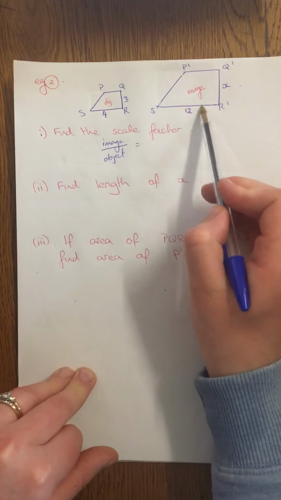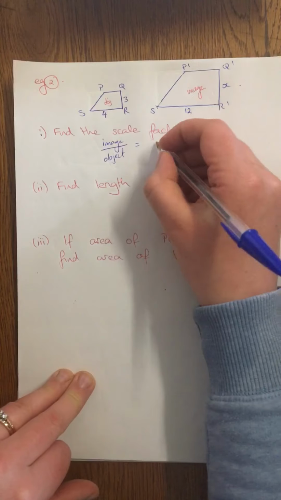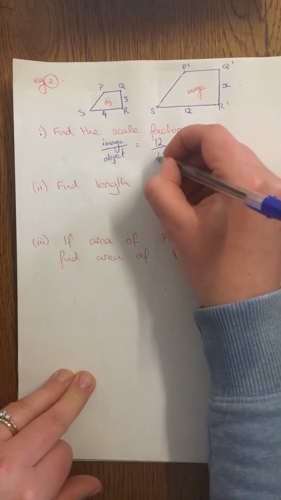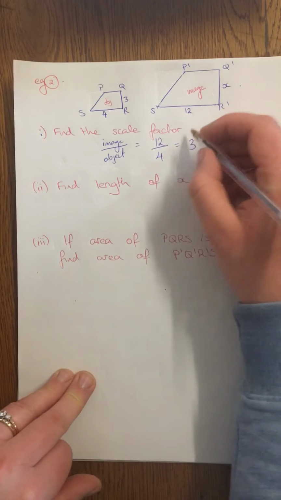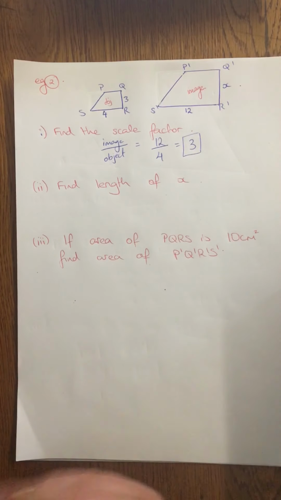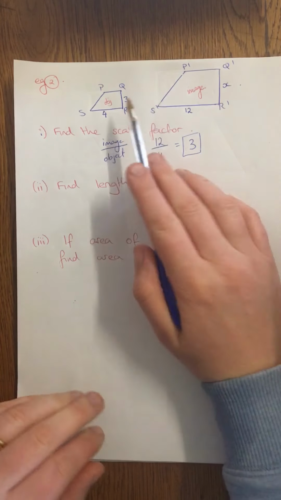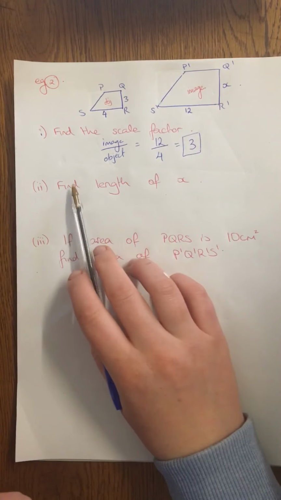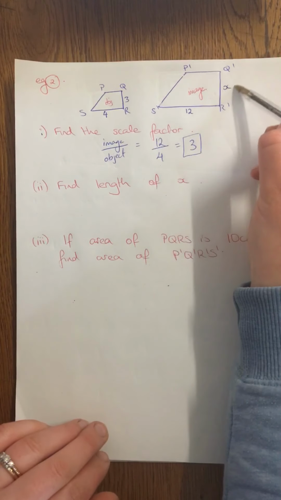Which side will I pick? Well, these are the only two that I have, so it's going to be 12 over 4, which means my scale factor is 3. So this one is 3 times the size. Okay, next one, find the length of x. So that's the missing side there.